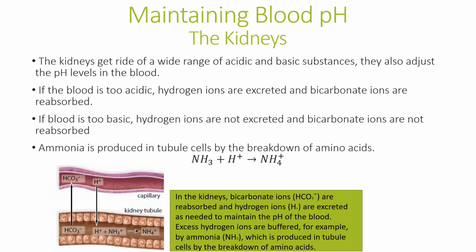Ammonia provides another means of buffering and removing the hydrogen ions in the urine. Ammonia is produced in the tubule cells by the breakdown of amino acids. The ability of kidneys to control blood pH is crucial to maintaining the internal environment in which cell enzymes continue to function properly. As you can see in this picture here, in the kidneys, bicarbonate ions are reabsorbed and hydrogen ions are excreted as needed to maintain the pH of the blood. Excess hydrogen ions are buffered, for example, by ammonia, which is produced in the tubule by the breakdown of amino acids.